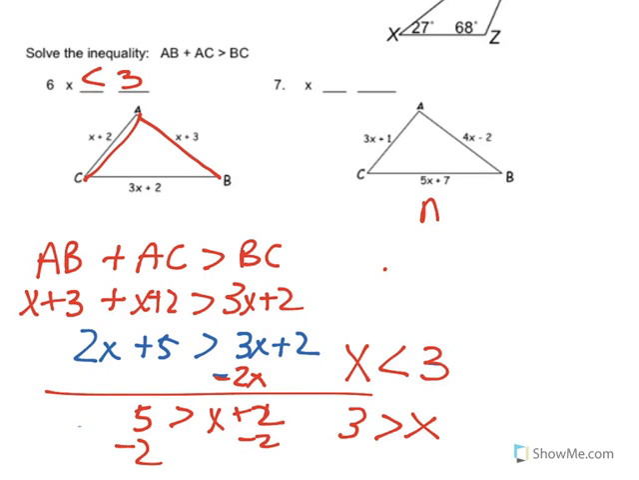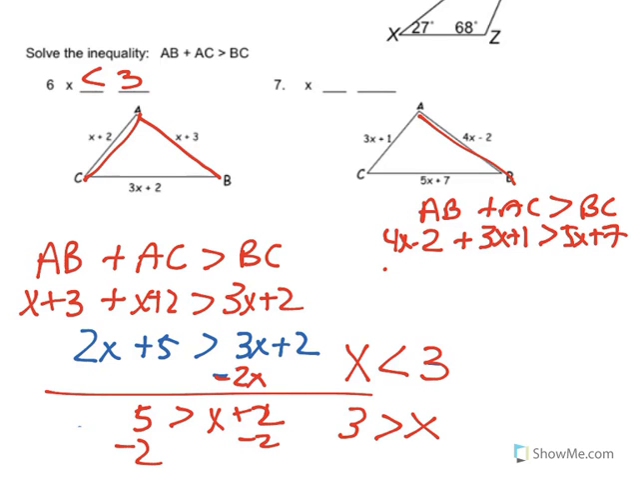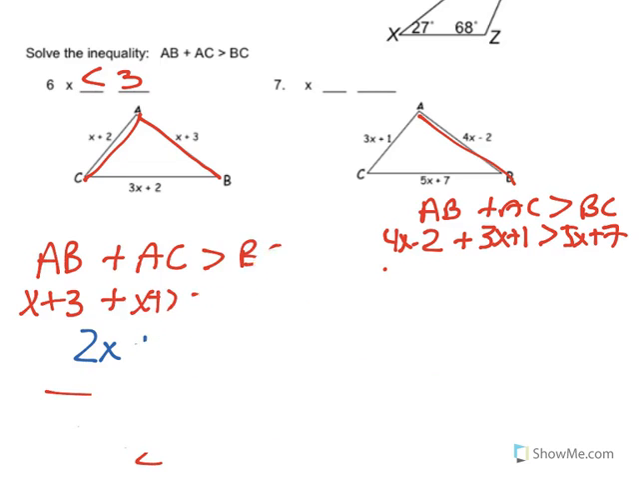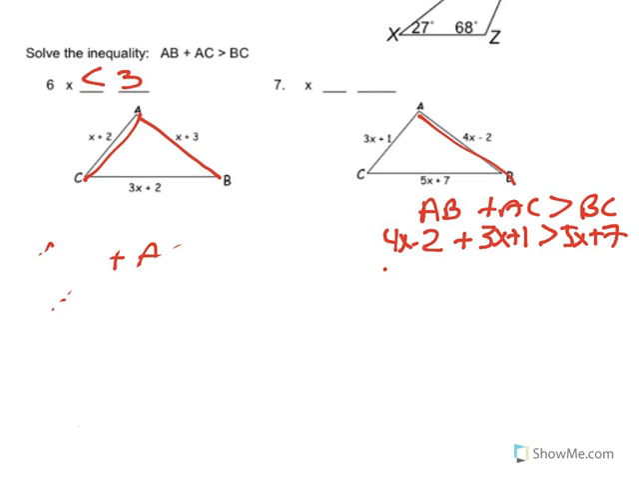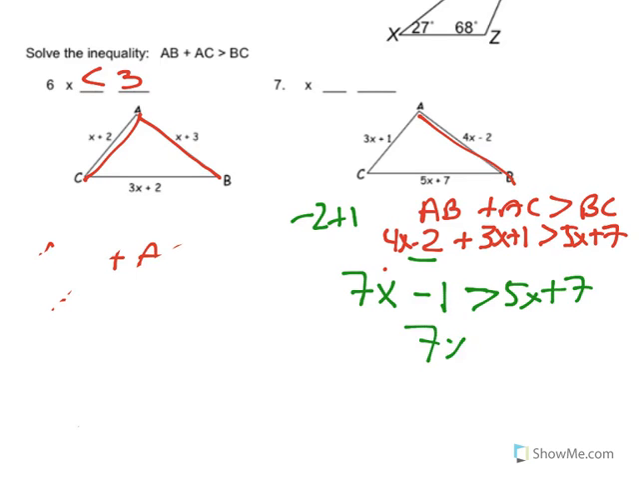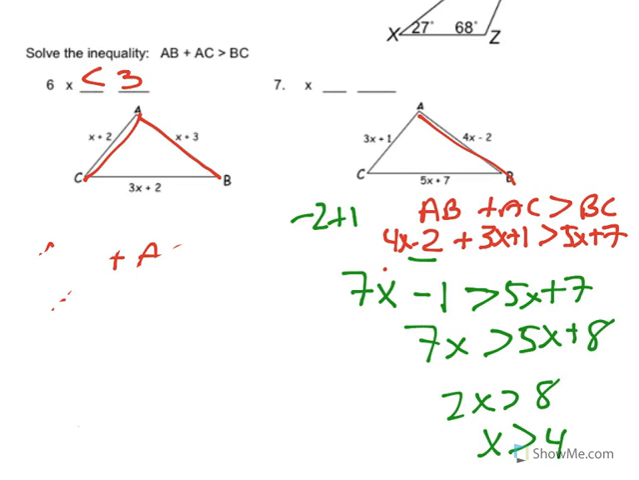On this one, AB plus AC is greater than BC. AB, 4x minus 2, plus AC, 3x plus 1, is greater than 5x plus 7. So we combine like terms. I'm going to erase some of this. Combine like terms, and we get 7x minus 1. Negative 2 plus 1 is minus 1, is greater than 5x plus 7. Add 1. 7x is greater than 5x plus 8. Subtract 5x. 2x is greater than 8. Divide by 2. X is greater than 4.